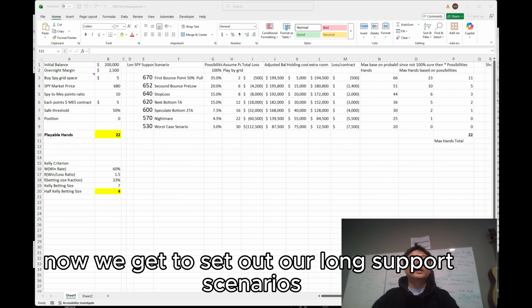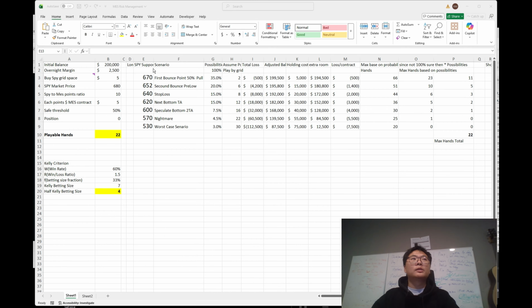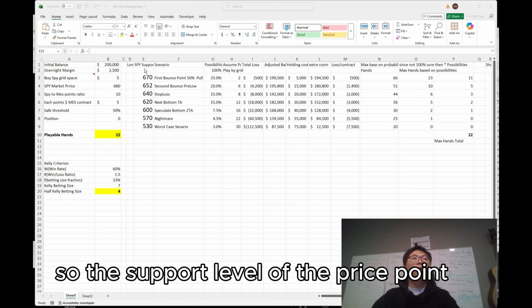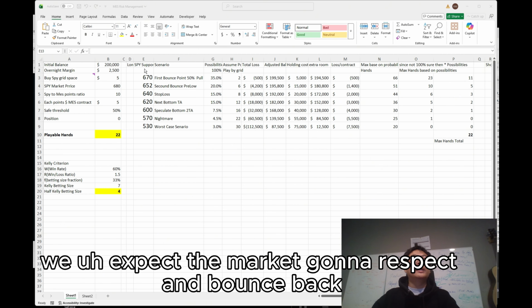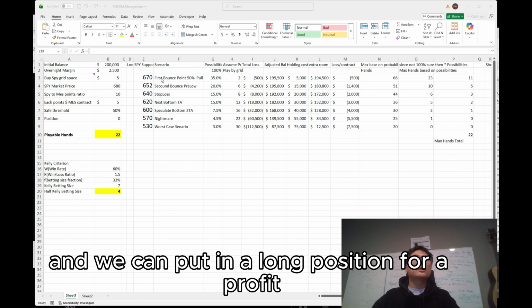All right, now we get to set up our long support scenarios. The support level is the price point where we expect the market to respect and bounce back, and we can put in a long position for a profit.